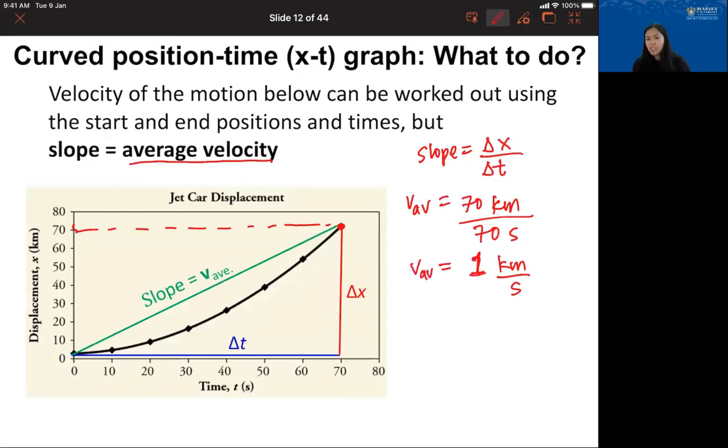But once we've learned about conversion of units, the more appropriate answer for this is actually 1,000 meters per second. So we need to write our equations in scientific notation or in the standard units. And the standard unit for distance is meter, and the standard unit for time is seconds. But essentially we just want to practice how to find the slope. So we can write that as 1 kilometer per second.